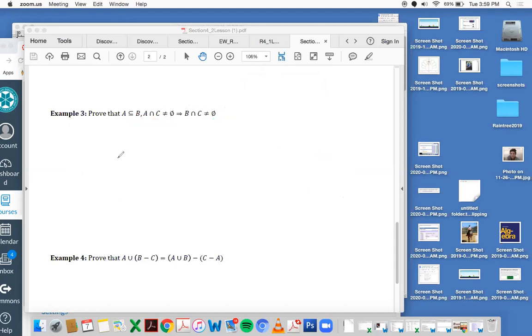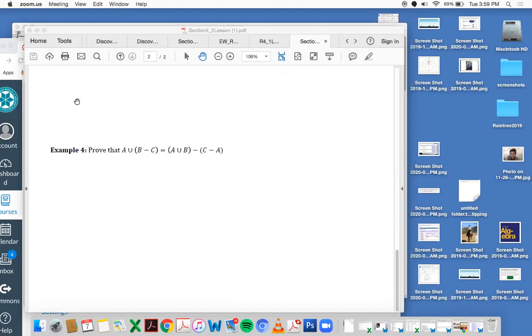Okay. All right, let's look at number 4. We're going to prove that A union (B minus C) is (A union B) minus (C minus A). I think we can do this with the laws. Let me say that this is the more complicated side, and we're going to start with this one. I want to transform it into the left-hand side.